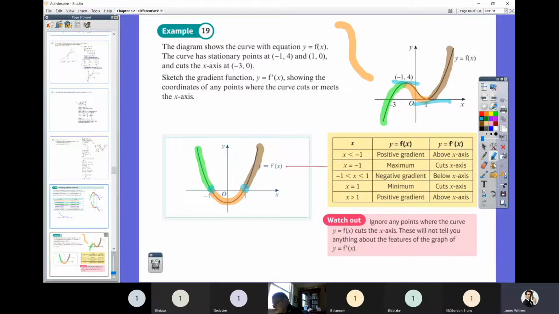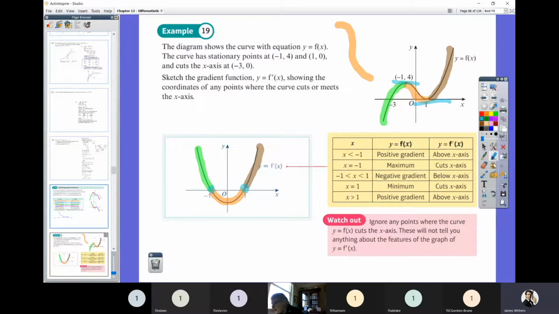Okay, so just try and be clear in your mind. Both the green and the brown are above the x-axis because they are positive gradients, but the rate of increase of the green one is decreasing, hence why it's going downwards, and the rate of increase of the brown one is increasing, hence why it's going upwards.